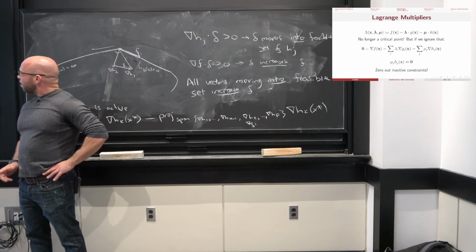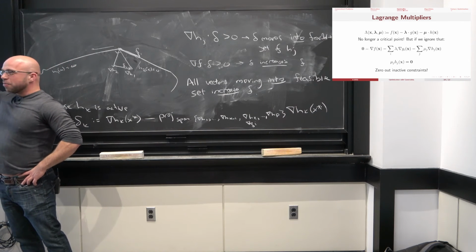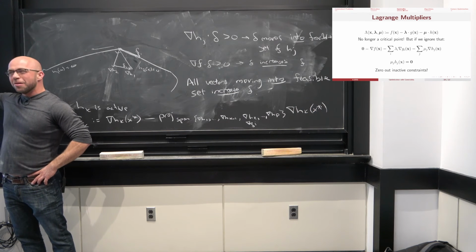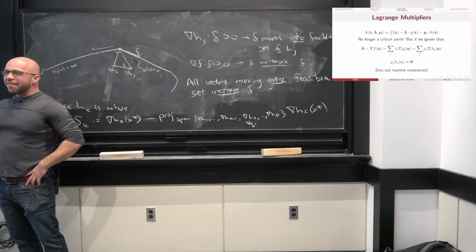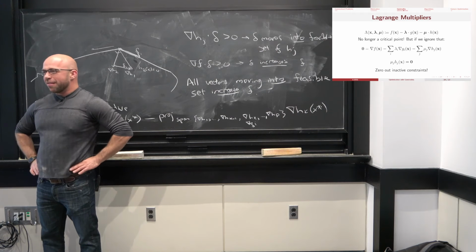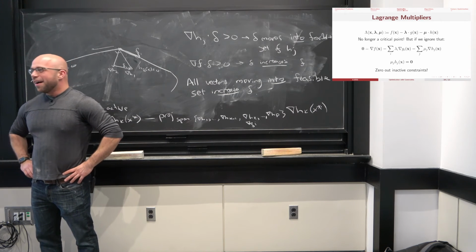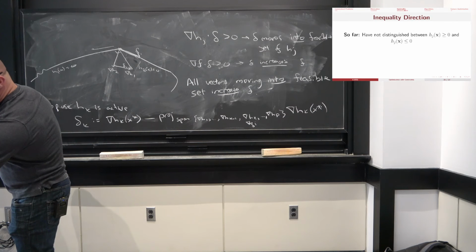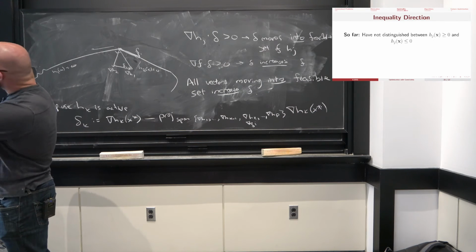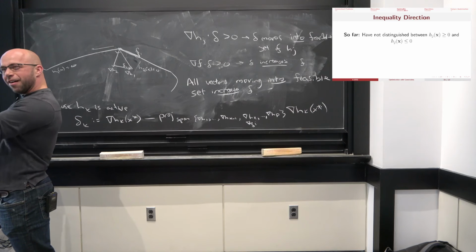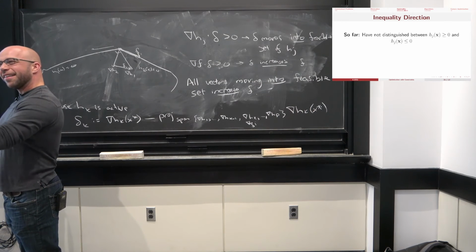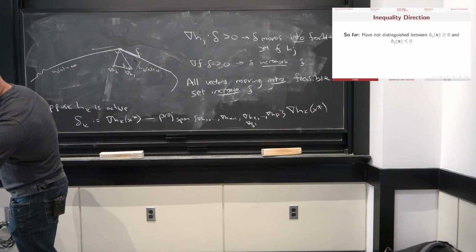So x is feasible. It satisfies the Lagrange multiplier condition so long as mu times h is equal to 0. And basically, that's just a sneaky mathematician way of zeroing out terms that shouldn't be there, right? That's all that is. And that hasn't distinguished between this thing being positive and negative. Like, can I move along an edge and still increase or decrease my objective?